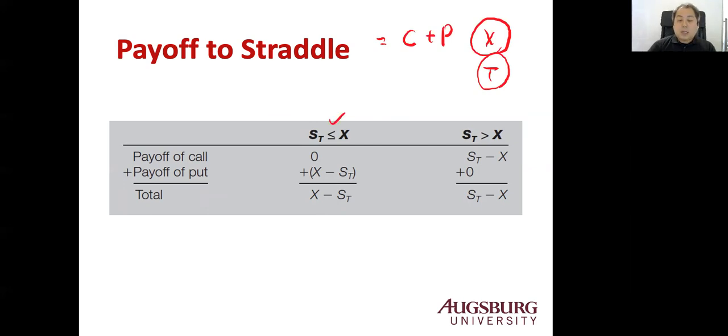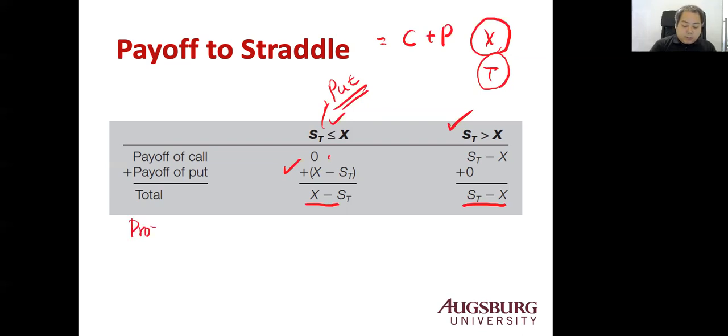So again, when the stock price is below the exercise price, the put option is exercised, right? So only the put option is exercised. You hold the put option, so you receive X minus ST from the payoff, and you don't have any payoff from the call option. And when the stock price is above the exercise price, then you receive ST minus X and nothing from the put. So in total you receive X minus ST up to X, and above X, ST minus X.